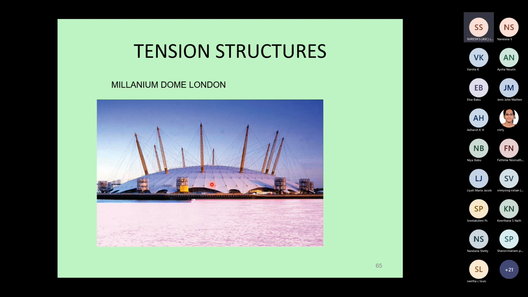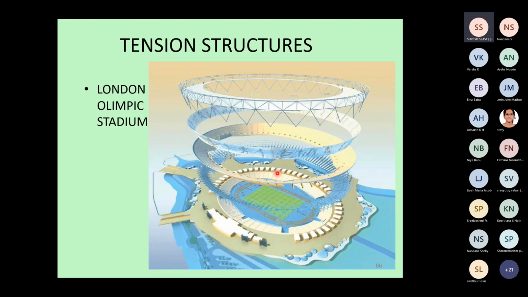So this is the tensile fabric roofing. This is a dome that is made in London to commemorate the 21st century, that is year 2000, January 1st. So it's a big thing, big in size. So it's a pure tension structure. Now you can see the London Olympic Stadium, 2012 London Olympic Stadium.